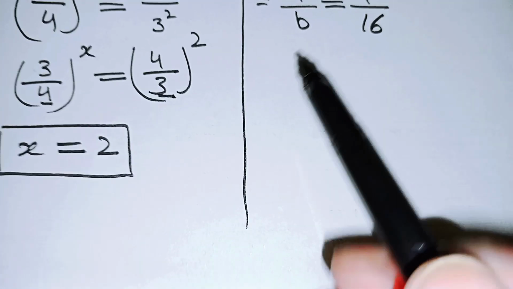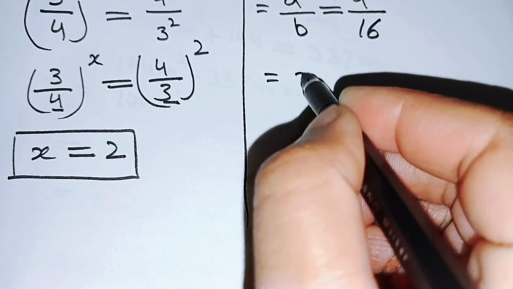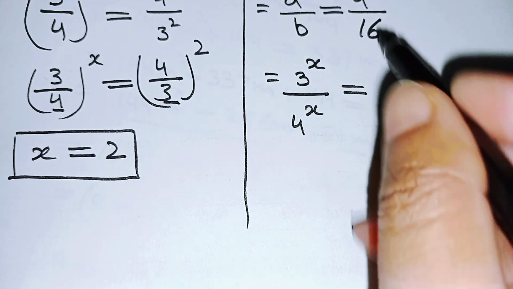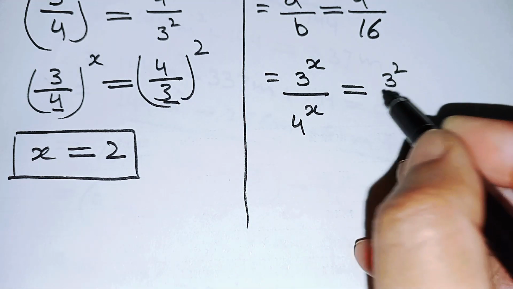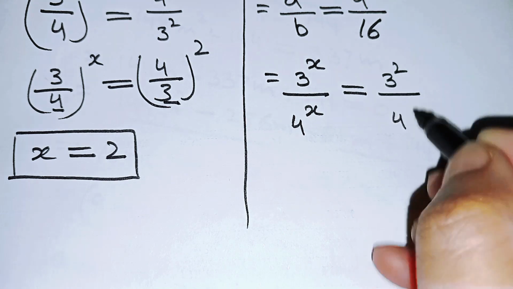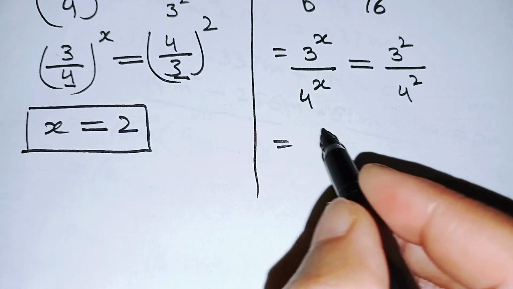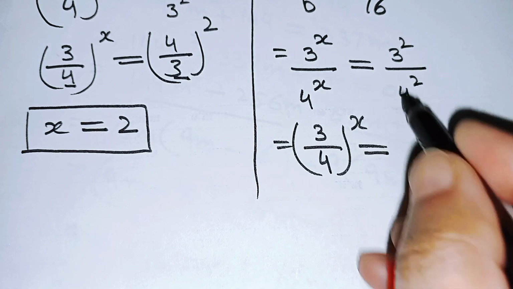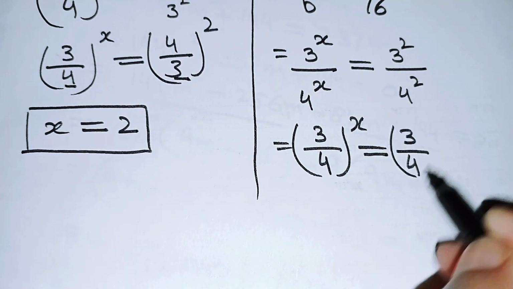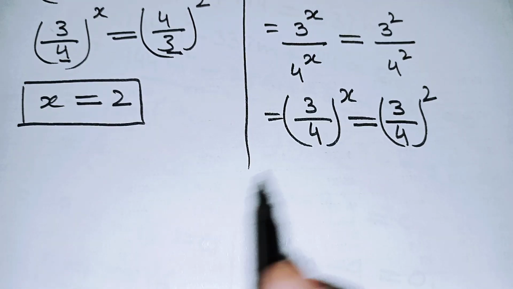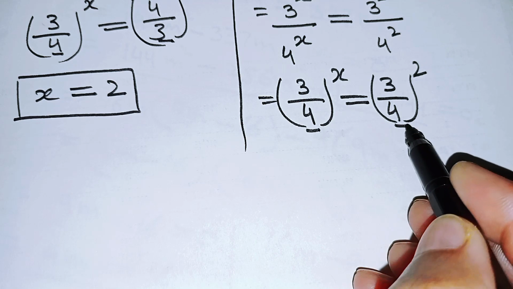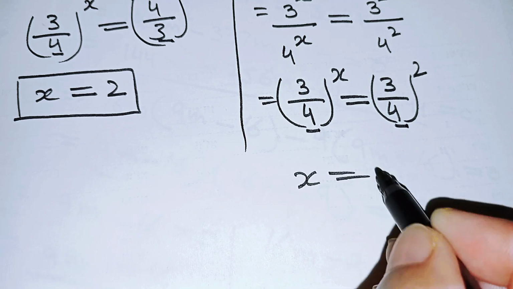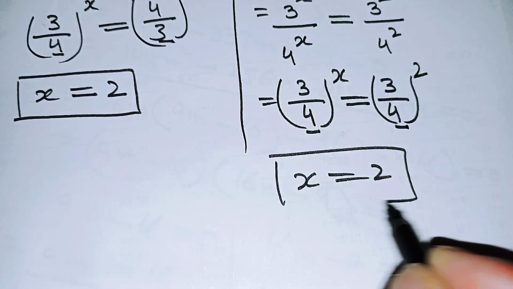So here we put them a the value of 3 the power of x over b the value of 4 the power of x and is equal to this 9 can be written as 3 square over this 16 can be written as 4 square, and now this 3 over 4 and whole the power of x is equal to this 3 over 4 and whole the power of 2, and so here same basis here and we use these exponents. So x is equal to 2, here the value of x.